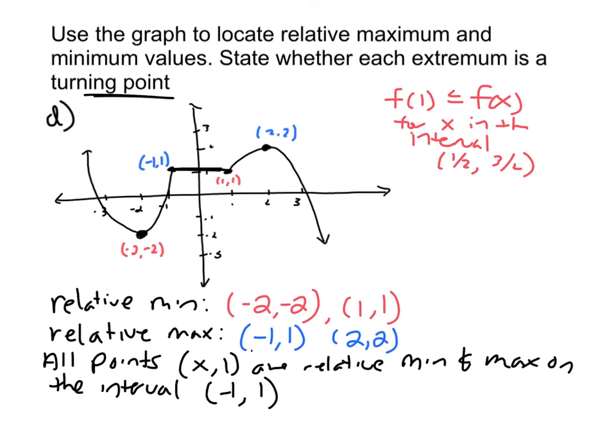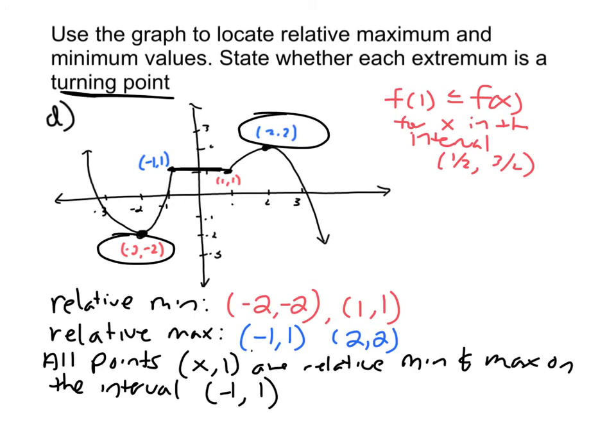Lastly, are there any turning points? Yes, so remember a turning point would be where you're increasing and then you go to decreasing, or decreasing and you go to increasing. So this is a turning point and this is a turning point. Those are your only two turning points. These other ones, negative 1, 1 and 1, 1, are not turning points because you're going from increasing to constant or constant to decreasing, and going to constant doesn't make you a turning point.